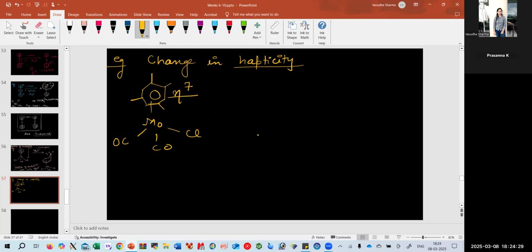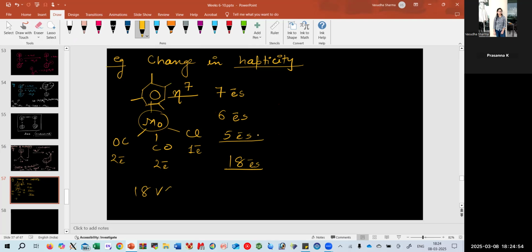So if you calculate the number of valence electrons, this eta 7 hapticity means it is involved in 7 electrons. Molybdenum belongs to the chromium group, which would give you 6 electrons. One carbonyl gives you 2 electrons, another gives 2, and one chlorine gives 1 electron, total 5 electrons. So if you calculate, it is an 18 valence electron system. So maintaining the 18 valence electron system, how it can undergo the change in hapticity, we will look at now.